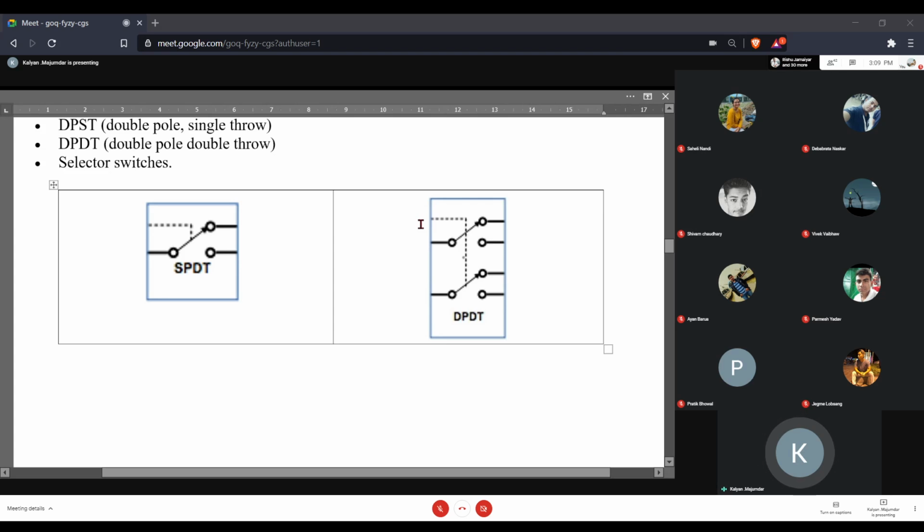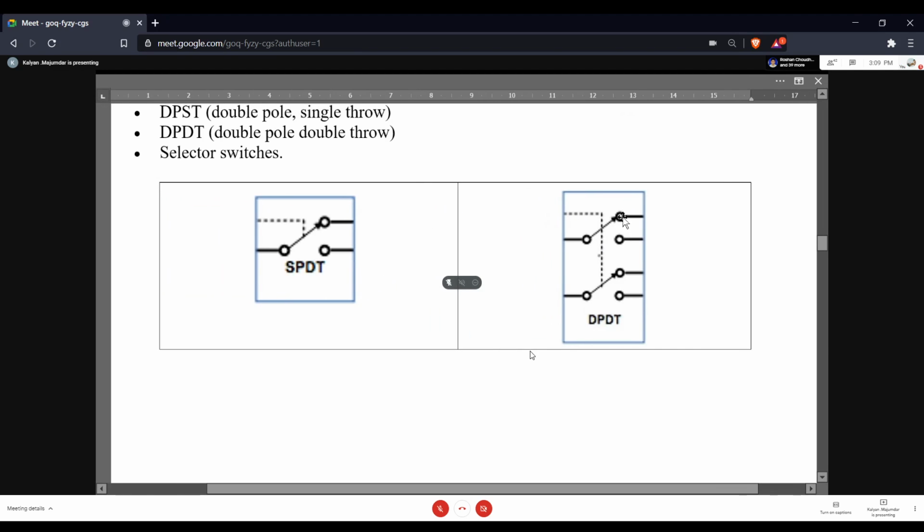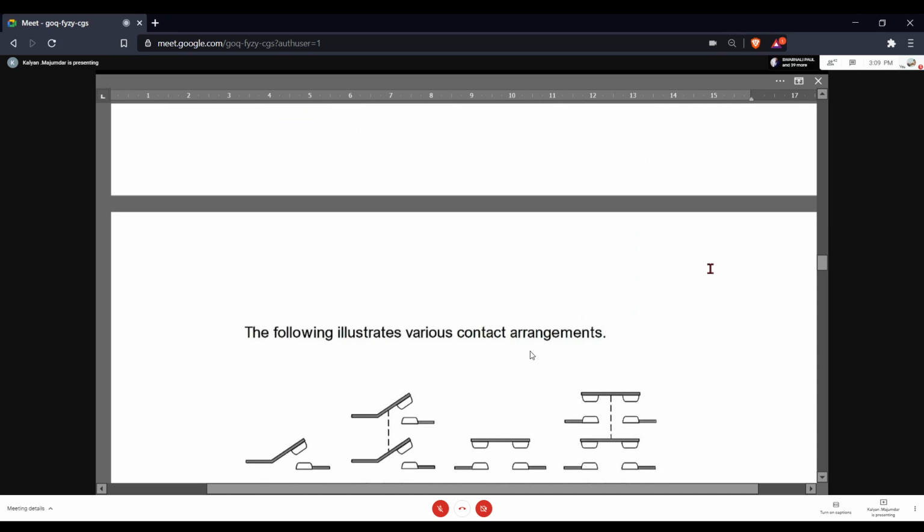And the dotted line indicates that these two poles are mechanically locked, mechanically coupled, or they move simultaneously. That is either both these two poles in the upper state or both these two poles in the lower state. They don't move independent of one another. So this is what is single pole double throw. This is what is double pole double throw.